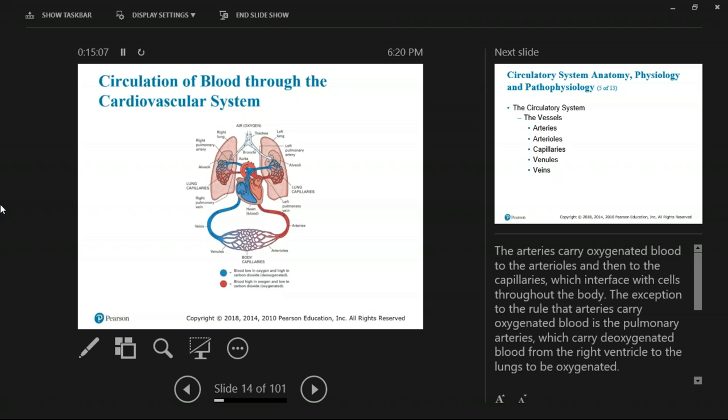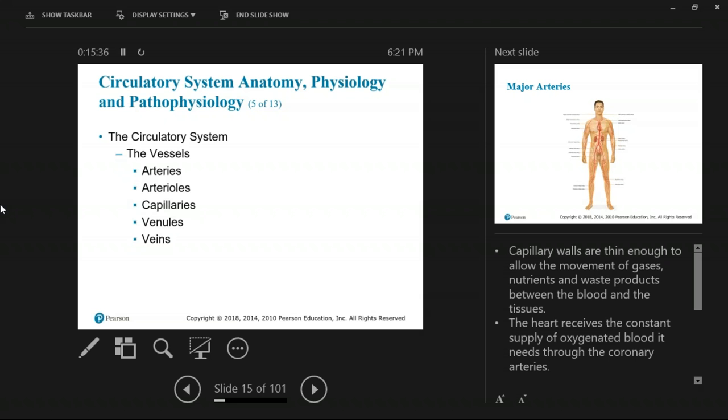If they have failure on the right side and it pumps less than the left side, then everything below that area is where you're going to see a lot of buildup. So people with right side heart failure have huge legs, ankles, shins that are swollen and full of fluid. And we'll see a lady like that here in a little bit. And a lot of times, if you have right sided, you're going to end up with left sided. If you have left sided, you're going to end up with right sided. It's just the way it works.